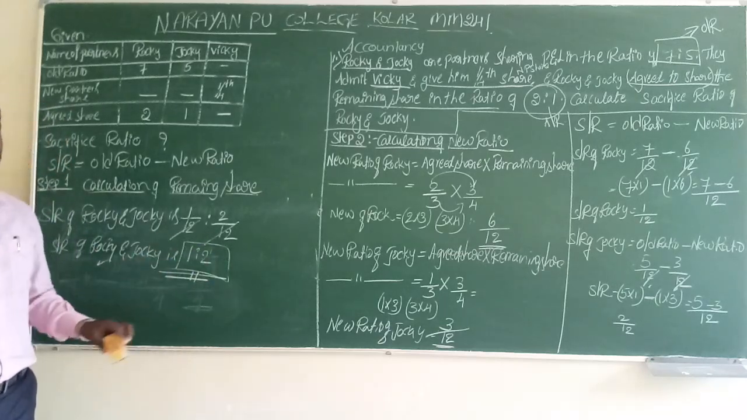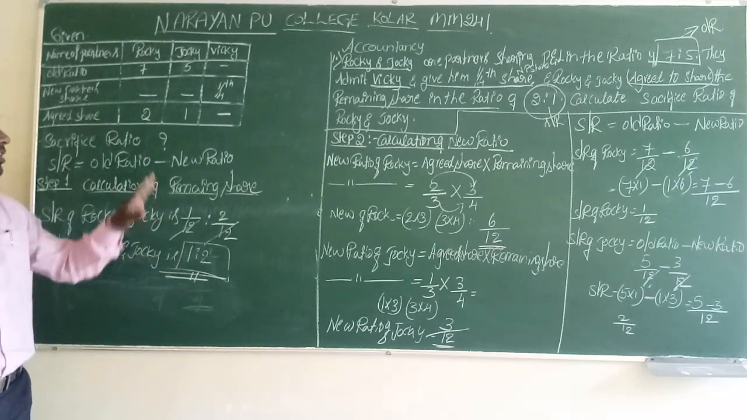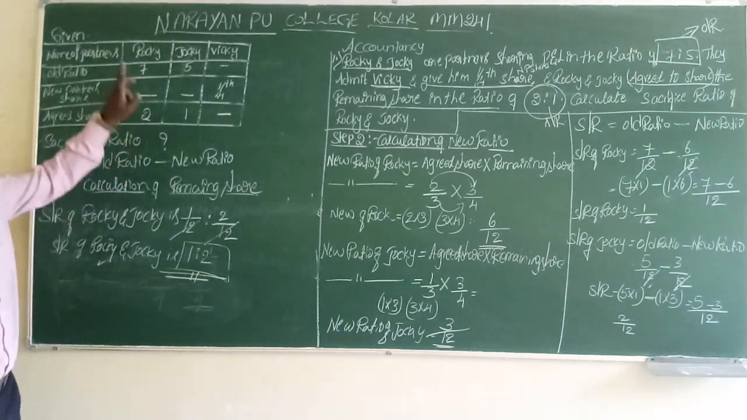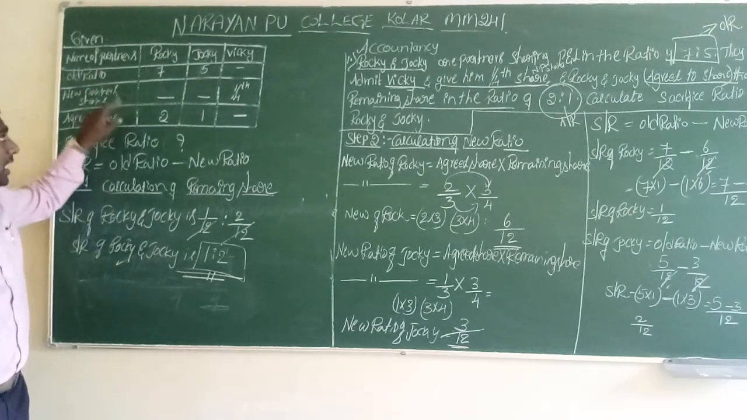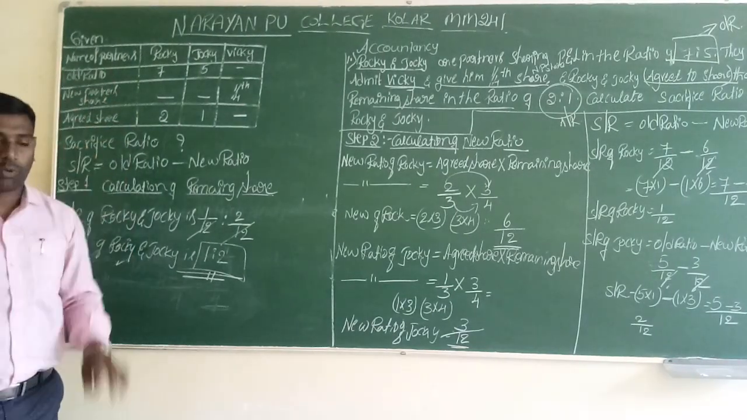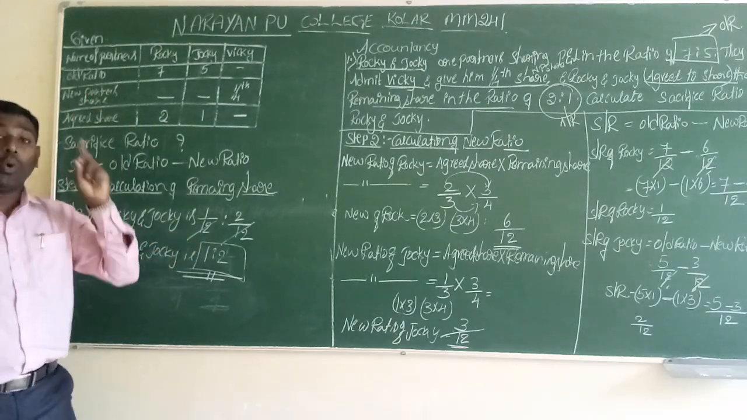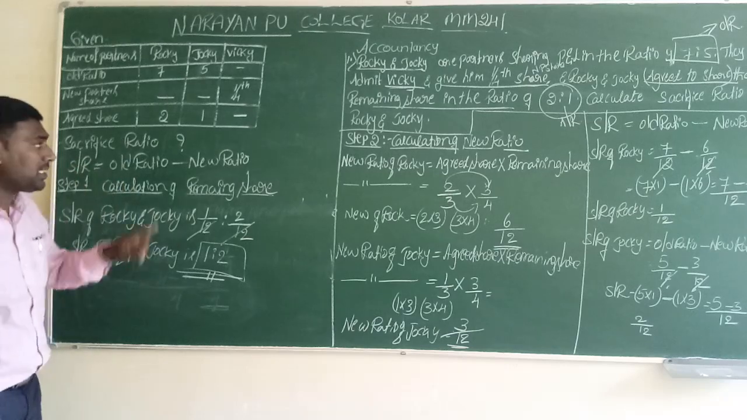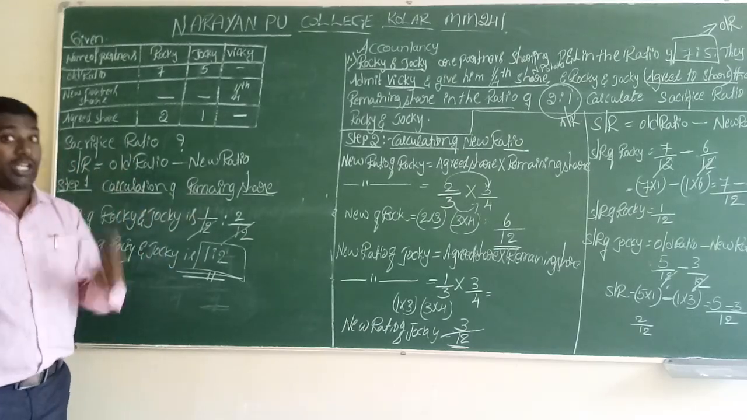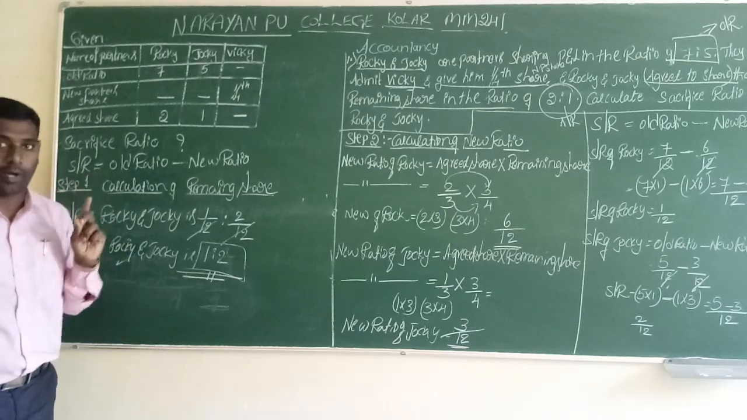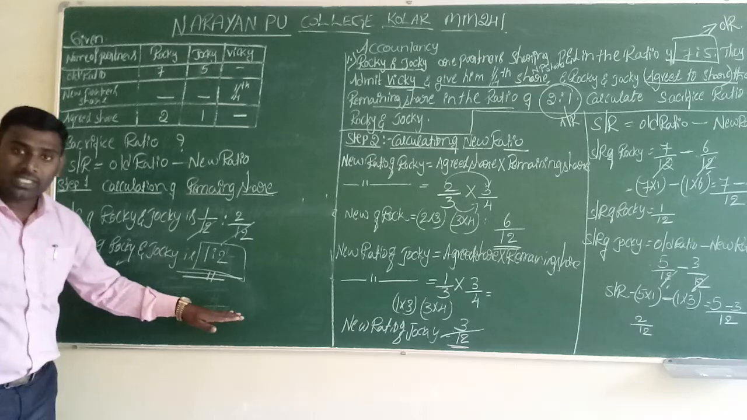So if the question is asked in case number 3, the third case means we should have 3 values: the old ratio is there, the new partner's share is there, the agreed share is there. If these 3 things are available in the question, you can assume it belongs to case number 3. Only old ratio and new ratio means it belongs to case number 2. Old ratio and surrender share given means it belongs to case number 1. So according to that we have to calculate the sacrifice ratio.